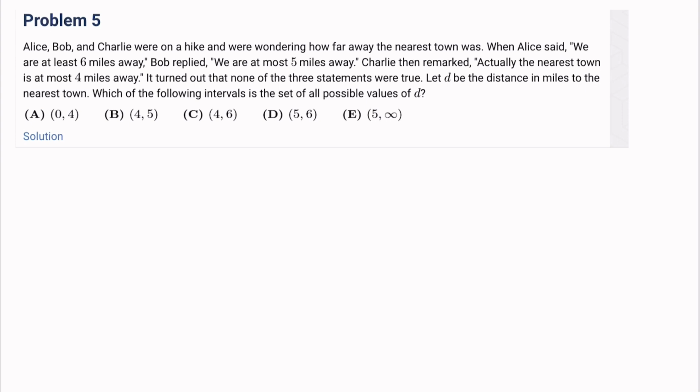Let's say Alice, Bob, and Charlie were here, and Alice said we are at least 6 miles away. So here this is 0, then that would be 6 over there. Bob said we are at most 5 miles away, and Charlie said that it's at most 4 miles away, so it's like this.